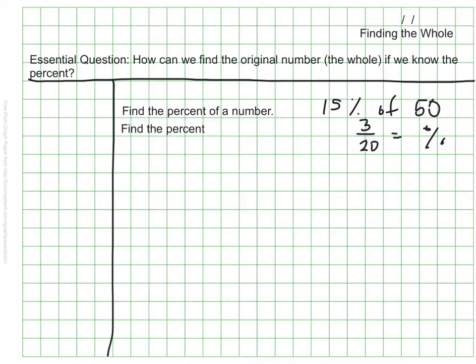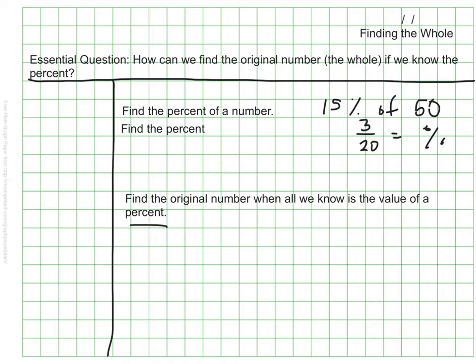Sometimes, however, we need to find an original number when all we know is the value of a percent. The good news is we can use the same ratio strategy to help us. And remember, as always, that percent is out of 100. We always want to keep that in mind so that we can set up our equivalent ratios. And remember how our equivalent ratios will look. The part of whatever whole we have is going to be equal to the percent out of 100.